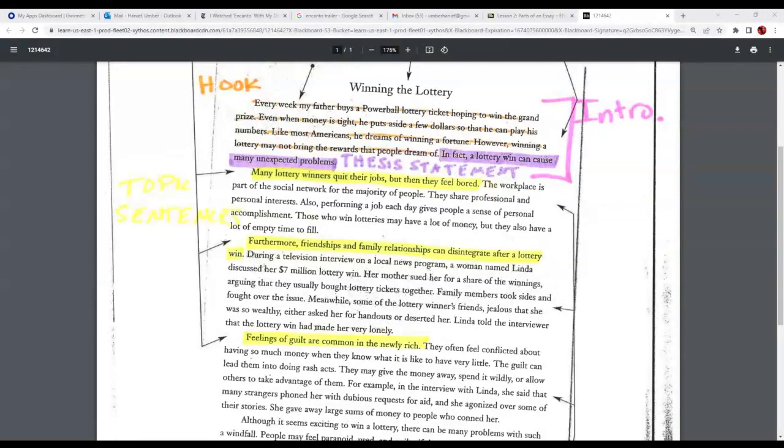One more minute. So if you finish reading it, go back and look at my highlights and try to figure out why certain areas are highlighted.